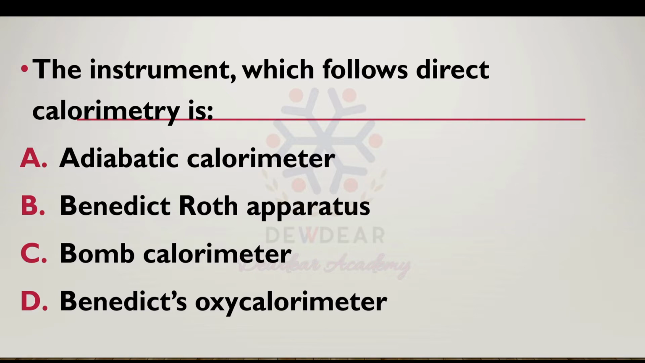So here the correct answer is option C, bomb calorimeter. Then adiabatic calorimetry means it measures the temperature rise as a direct consequence of the experiment. So the instrument that follows the direct calorimetry is bomb calorimeter.